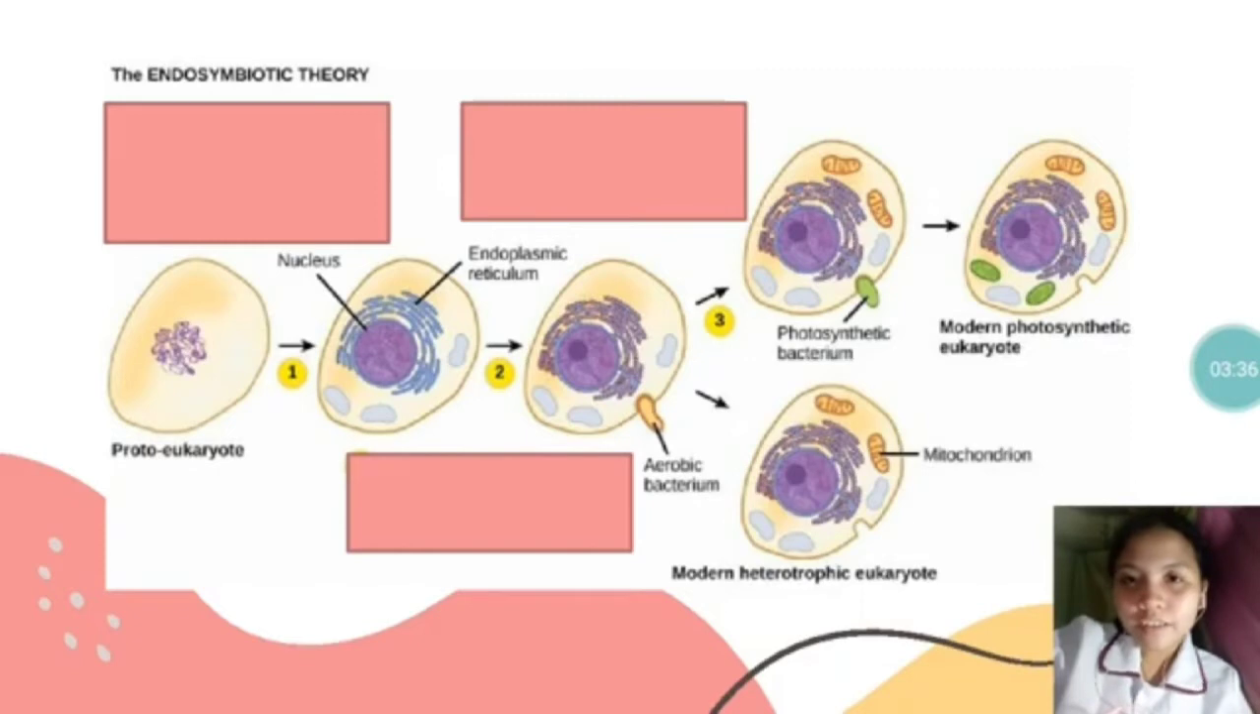And next there is a modern heterotrophic eukaryote, and in the heterotrophic eukaryote there is a mitochondrion.